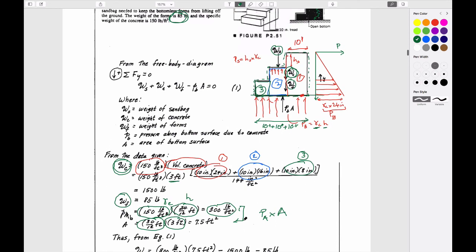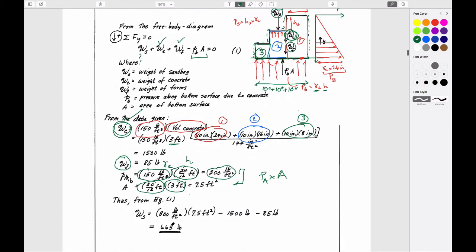Unfortunately, I've kind of covered this up, but you see the free body diagram has these 3 effects. You have the weight of the concrete acting down, which you have given right here. You have the weight of the form acting down, which you have right here. You have the weight of the sand, which you don't know, which is this one here. You know the weight of concrete and the weight of the form, and you have the pressure acting on the bottom, acting in the opposite direction, hence the minus sign. If you sum those up, you end up with a magnitude that you calculate here. And so that's one way to do it.